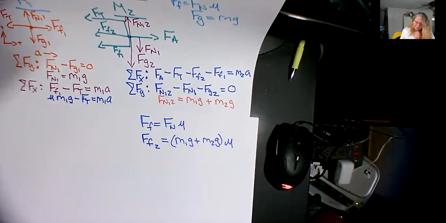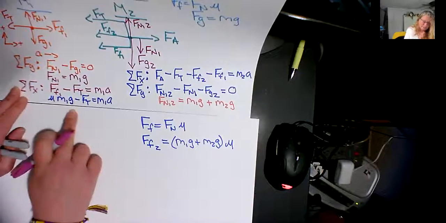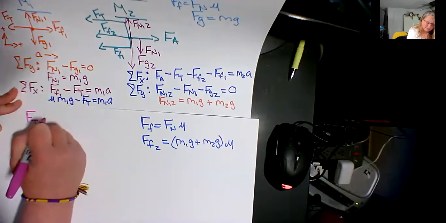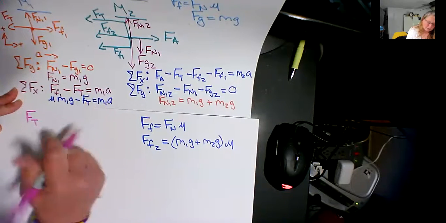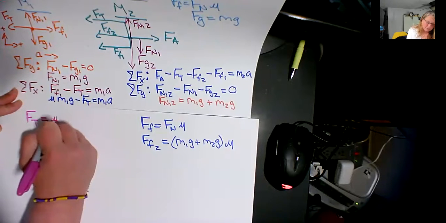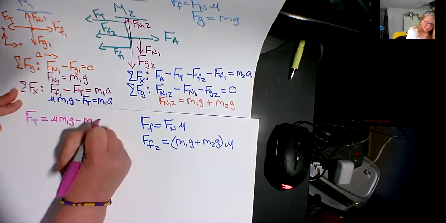Let's see. So it wants everything in terms of that. So let's go ahead over here and simplify the force of tension, because I need that thing to go away. Moving it to the right-hand side and subtracting mass 1 acceleration on the left, I get force of tension equals mu m1g minus m1a.